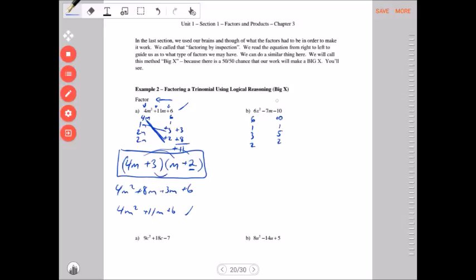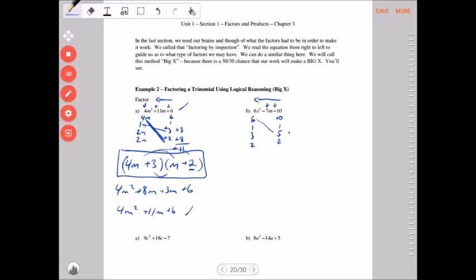Okay, so again, we're going to read this from left to right. We say factors that do this. So factors that subtract to 7. Don't worry about the negative 7 right now. We'll worry about that in a minute. So we're looking for factors that multiply and subtract to 7. Okay, and we do a little bit of guess and testing. Okay, so let's try this one.